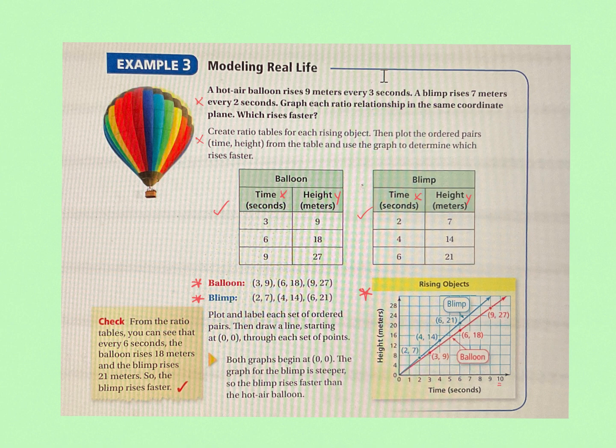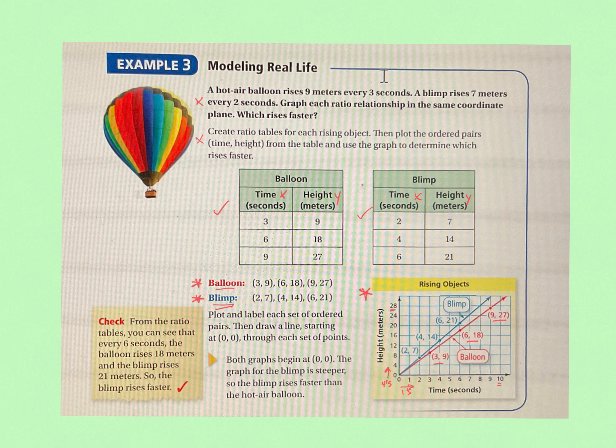They go up to 10 on this side and they go up to 28 here. Notice how they go by 4s going up this way and they go by 1s going this way. Please do the same thing by taking a pause and doing so right now. Now I'm going to start with plotting my balloon. The balloon happens to be in red. They plotted 3, 9, 6, 18, 9, 27.